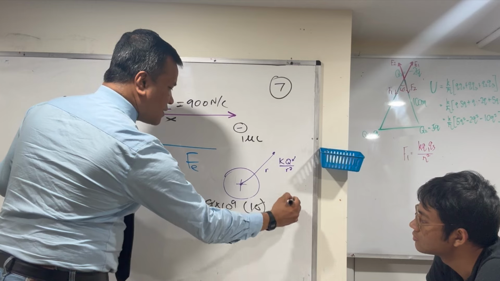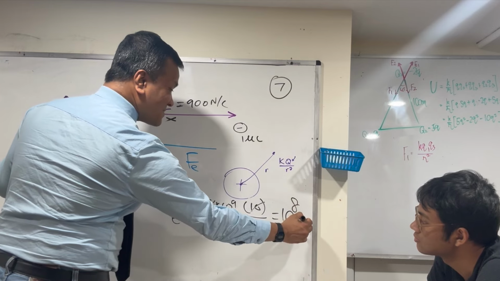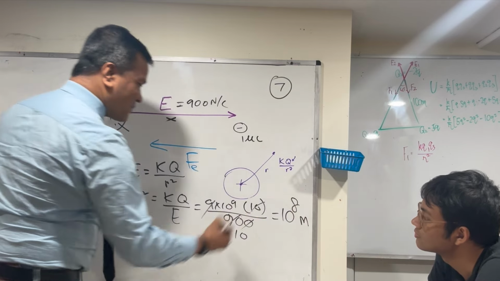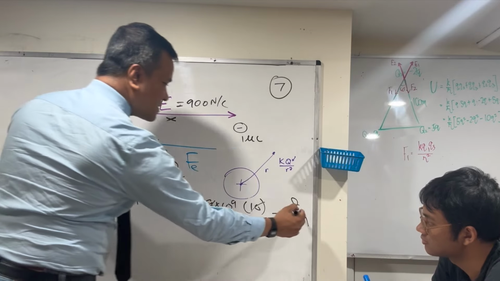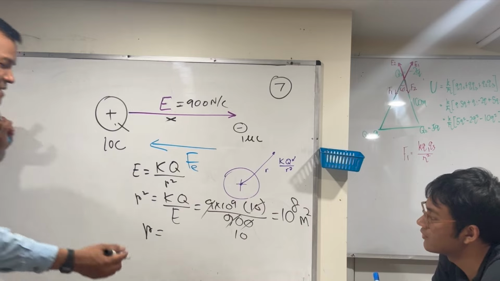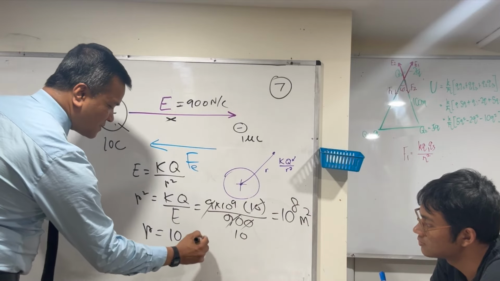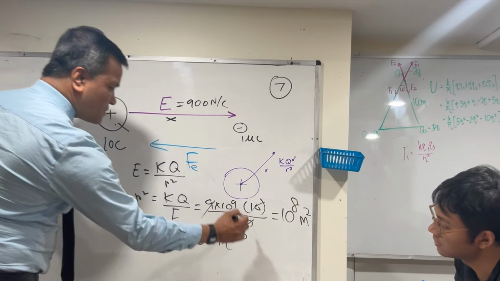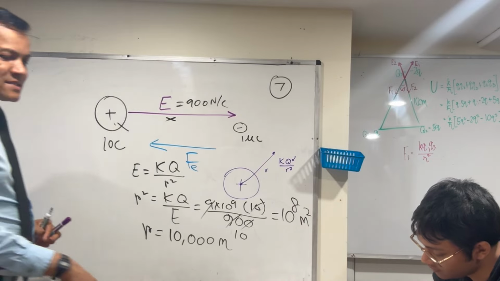So, I really like it. Oh, you really like it. So you don't have to use the calculator. Now, this is meter squared. So R has to be 10 to the 4 meters. What is this? 10,000 meters. Okay, excellent.